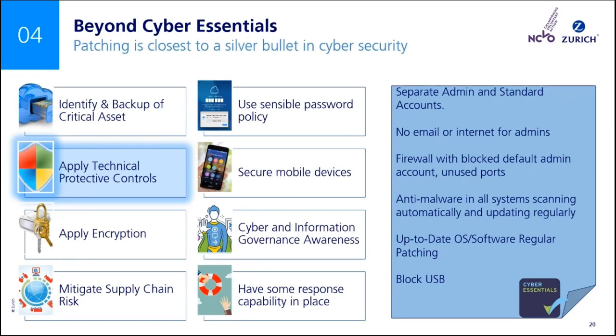So that's why it is really, really important not to have email or internet access for your admins. So if you have the money to invest behind technology, great, invest. Even if you don't have that, at least have a policy in your organization which says that administrative accounts cannot use emails and internet. Next, have a firewall with blocked default admin accounts and any unused ports. That is really, really important. That is one thing which gets checked in Cyber Essentials certification. Have anti-malware protection for all systems, scanning automatically, and it must be updating regularly. The updating part is really important.